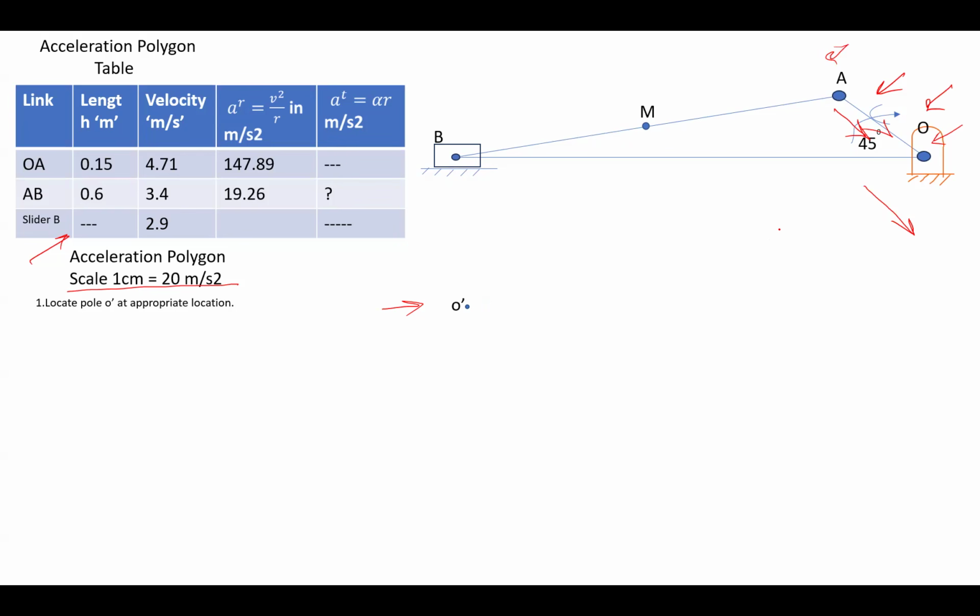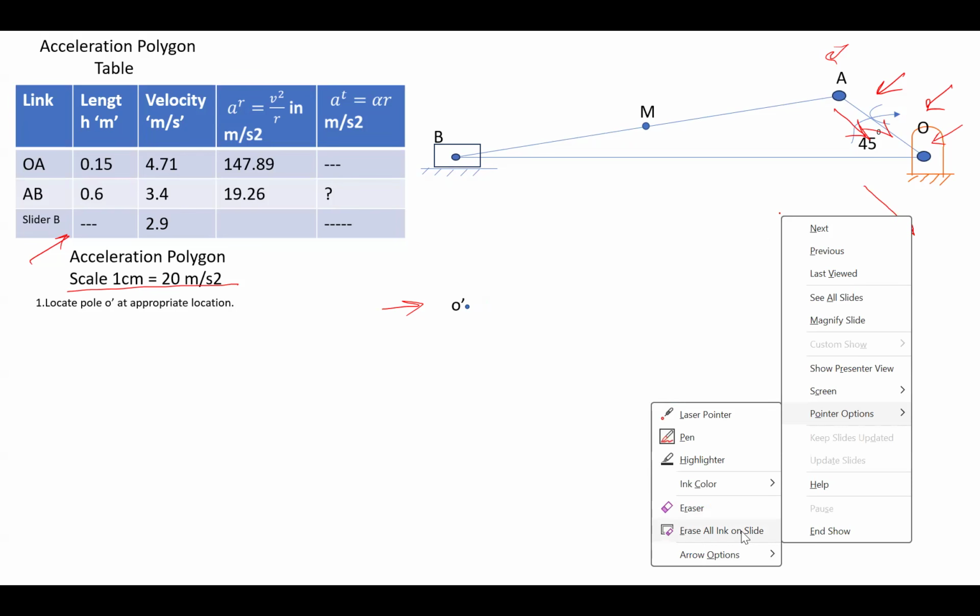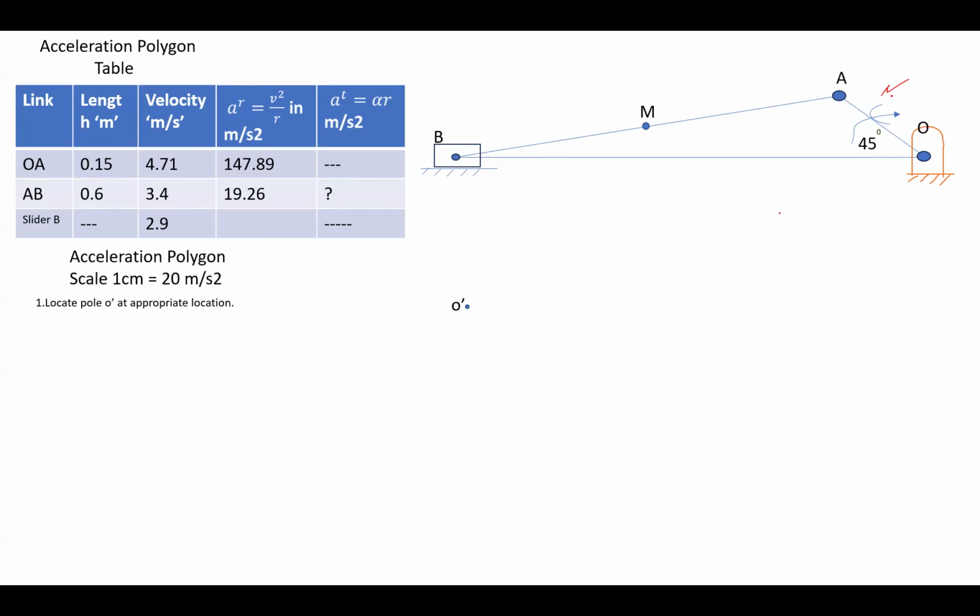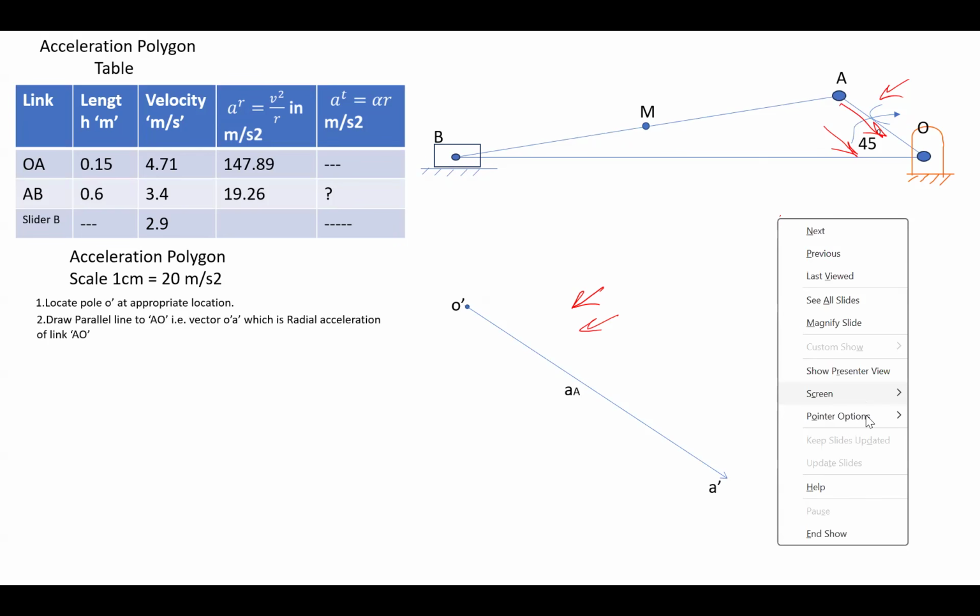So O dash is available, which means you have to draw a vector parallel to the OA link in the downward direction, which is parallel to AO. So this is the vector OA, the acceleration of O dash, A dash. It is the parallel line to AO in the downward direction.